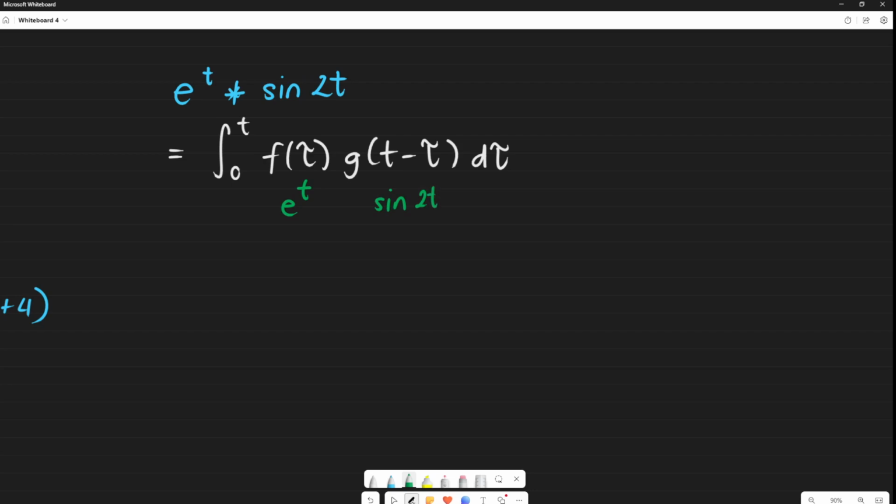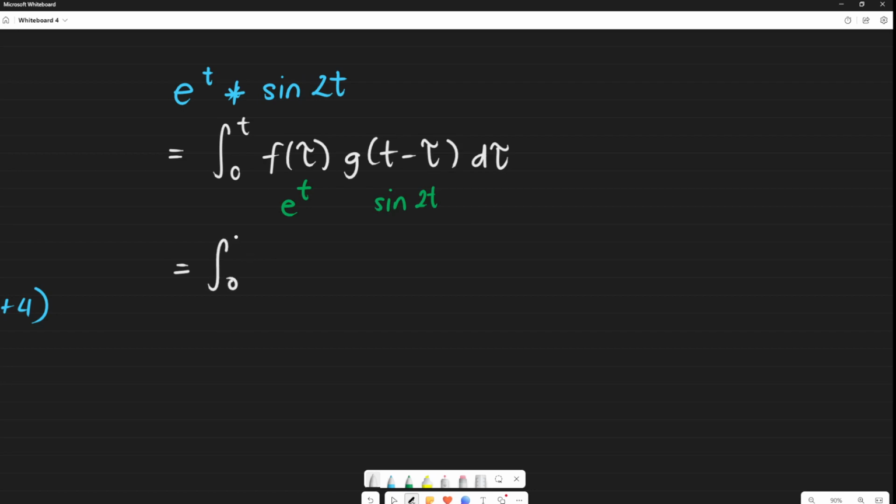Again, there's no problem which is which, since they are multiplied to each other. They can be swapped in a convolution, right? But I see that it is easier to substitute tau in our exponential function, and the t minus tau in our sine function. Okay? But again, it can be interchanged.